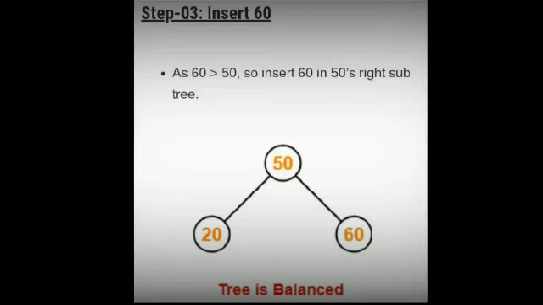The next element to be inserted is 60. 60 is greater than 50. So we need to insert 60 as 50's right child. It is balanced because the balancing factors are 0, 0, and 0.